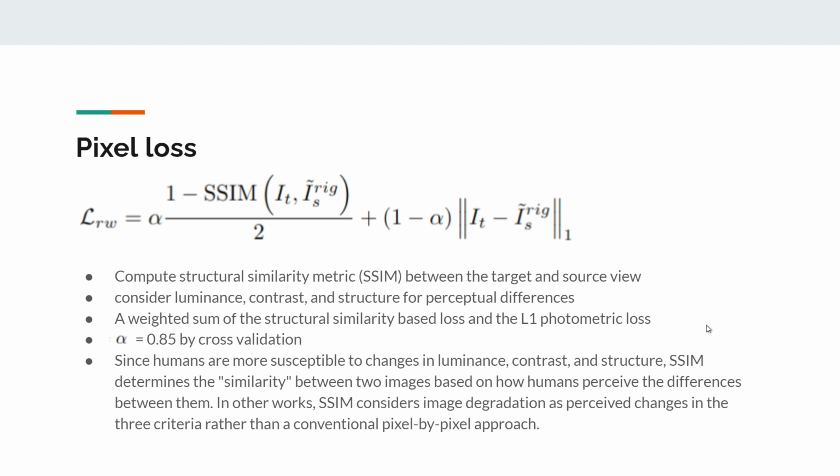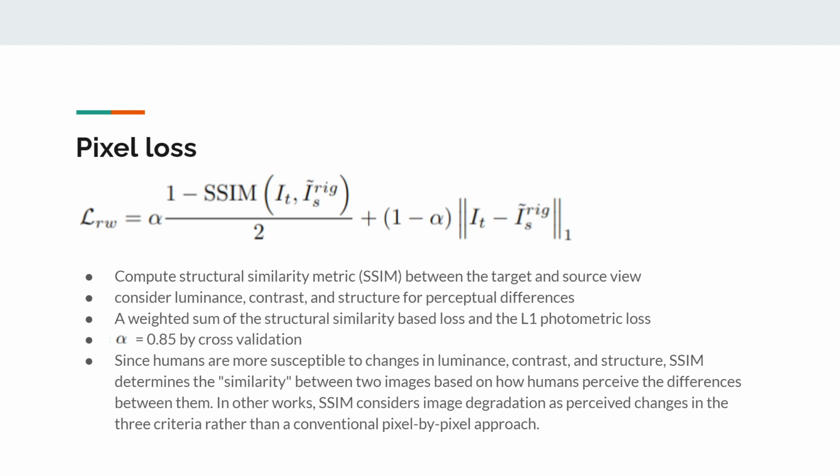So pixel loss. Basically, the change that we did here was to compute the SSIM between the target and the source view. The goal is to consider the luminance, or the brightness, and the contrast and structure of the image, pretty much. And the reason behind that is that humans are more susceptible to these changes than slight pixel value changes. In other words, you could describe it as SSIM considering image degradation as perceived changes in the three criteria that we talked about than a conventional pixel by pixel approach.